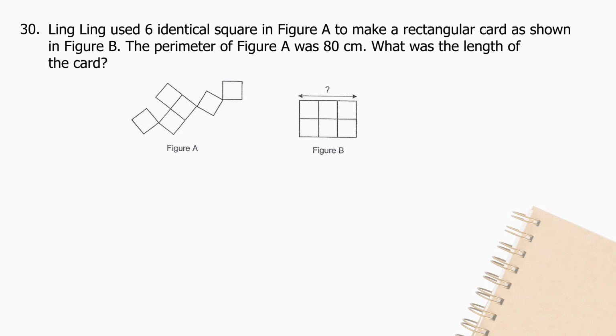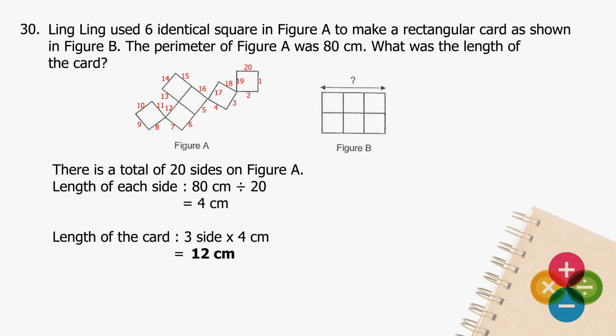Question 30. Ling Ling used 6 identical squares in Figure A to make a rectangular card as shown in Figure B. The perimeter of Figure A was 80 cm. What was the length of the card? If you count along the side of the perimeter in Figure A, there is a total of 20 sides. Take 80 cm divided by 20, and you will get 4 cm for one side of the square. The length of the card will be 4 cm multiplied by 3, and the answer is 12 cm.